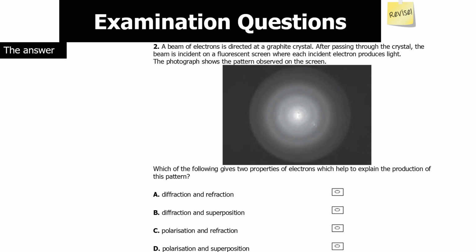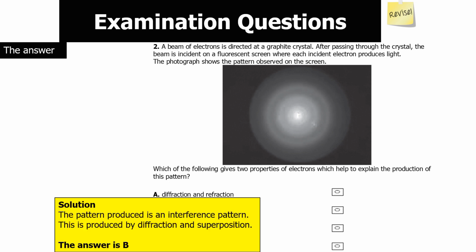Right, so what's going on is as the electrons pass through the graphite, they are diffracting through the gaps of the graphite atoms, and then the diffracted waves will interact with each other via superposition to produce the interference pattern. So our answer is B.